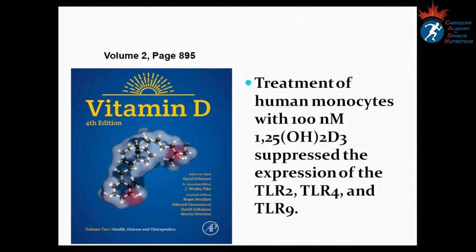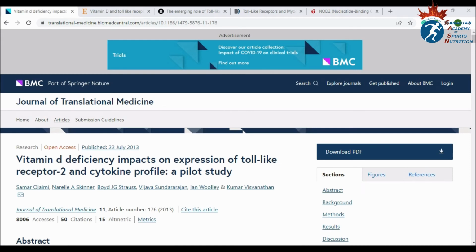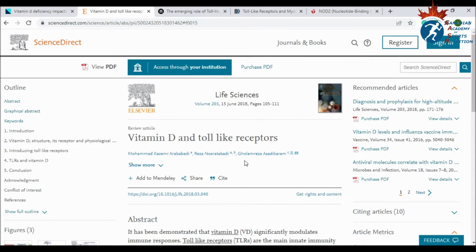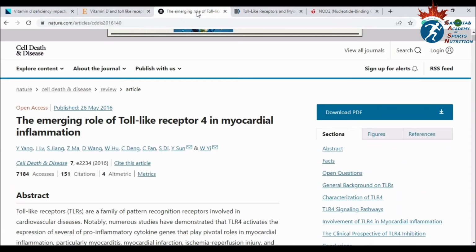Let's review a few published articles here. Article number 1, vitamin D deficiency impacts on expression of toll-like receptor 2 and cytokine profile, a pilot study. This article has been published in the Journal of Translational Medicine in 2013. Article number 2, vitamin D and toll-like receptors. This article has been published in Science Direct in 2018. This article discusses the role of vitamin D in decreasing the expression of TLR2.